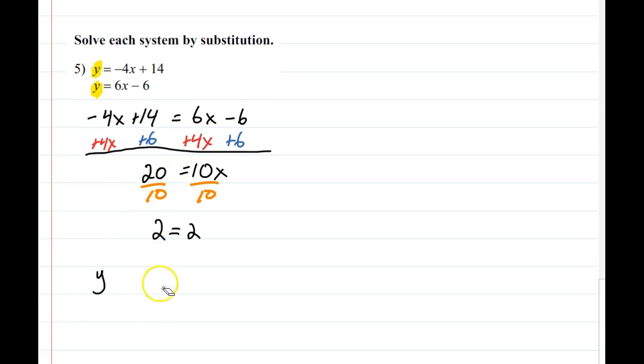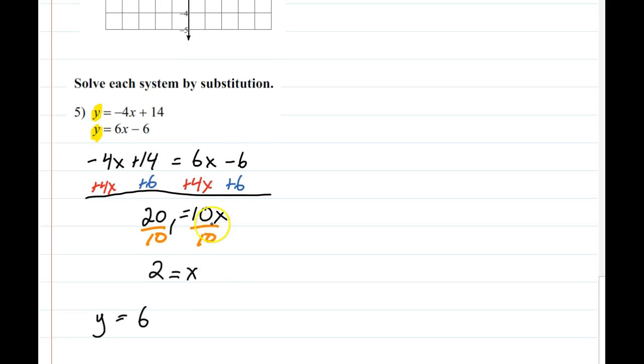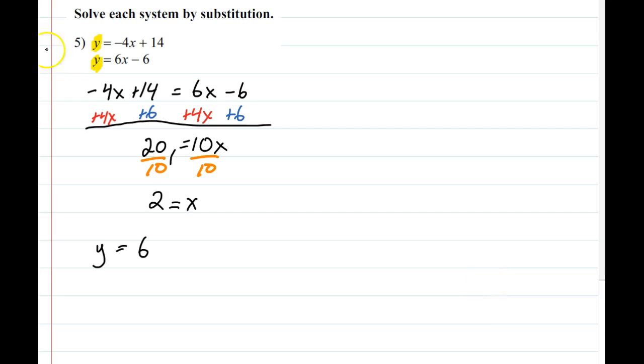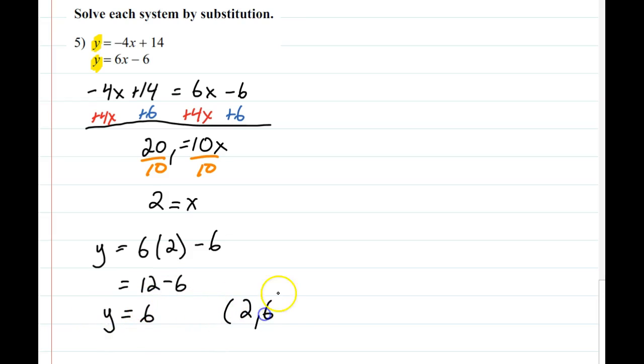So x equals 2. So we get 12 minus 6, so y is 6. So I think the answer is 2, 6.